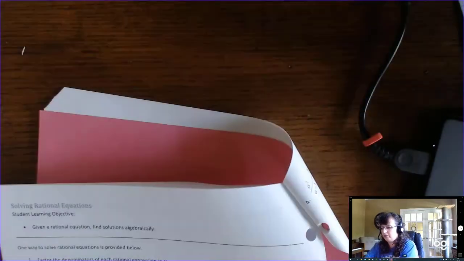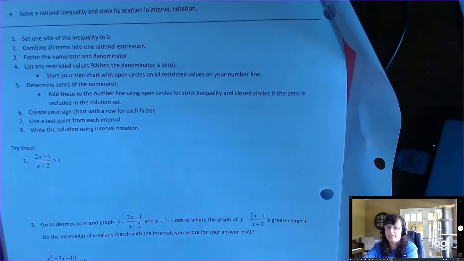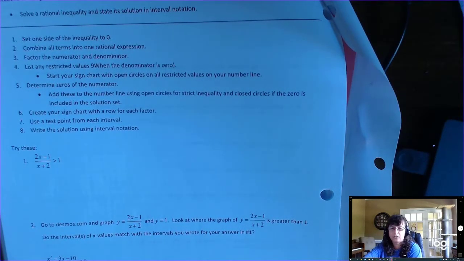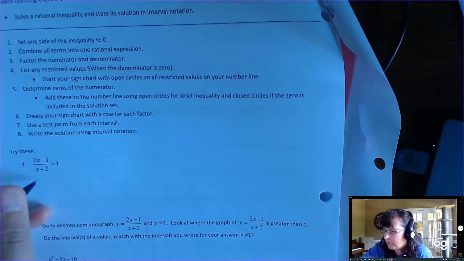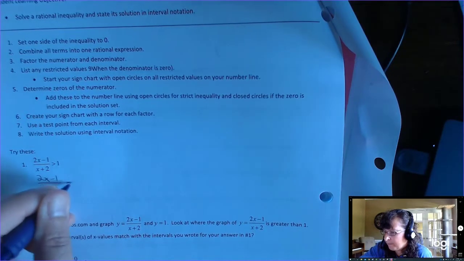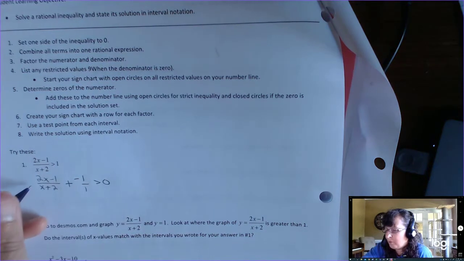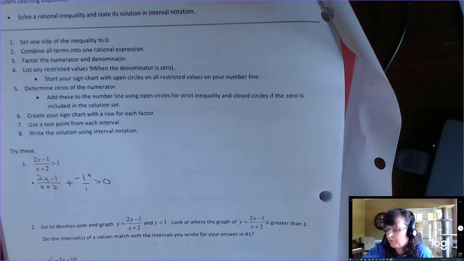Okay, if you look on the previous page, page 142 right now, you've got rational inequalities. And they're harder because you can't clear the fractions. You're stuck with the fraction. You want to get one fraction. So here we have to set it to 0, plus a -1/1 is greater than 0. Then we have to multiply by convenient forms of 1.